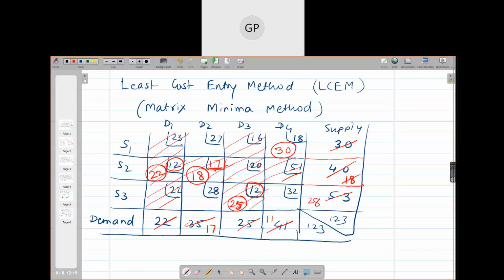What is the least cost? 28. So can you give 17 units that it requires? Yes, because 28 are available. Now you are left with 11. This demand is complete, only one is left: 11 and 11. So nicely you can give 11 units. Why so nicely? Why does it happen that 11 are left and 11 are required? Because it is balanced. Total supply is equal to total demand. That's why in the last cell this happens.